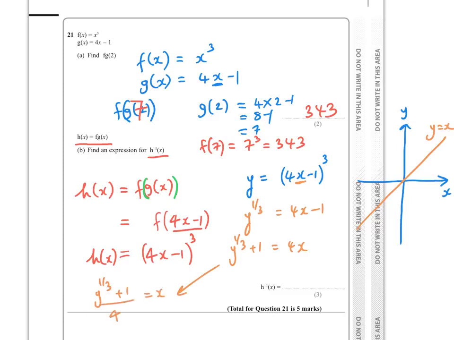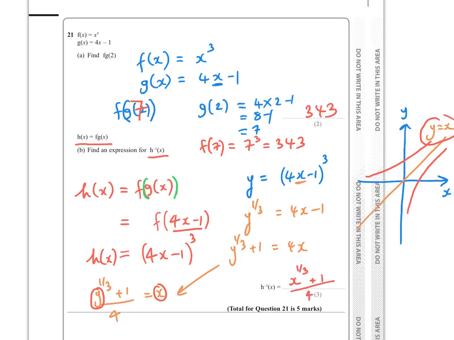But coming back to this, if it's always reflected in the line y equals x, if we had a function, say here, and we wanted to find its inverse, it would look like this. It would be a complete reflection in the line y equals x. So if we let y become x, i.e. we swap these around, y becomes x, then we end up with the function x to the power of a third, because don't forget y becomes x, plus 1 divided by 4.